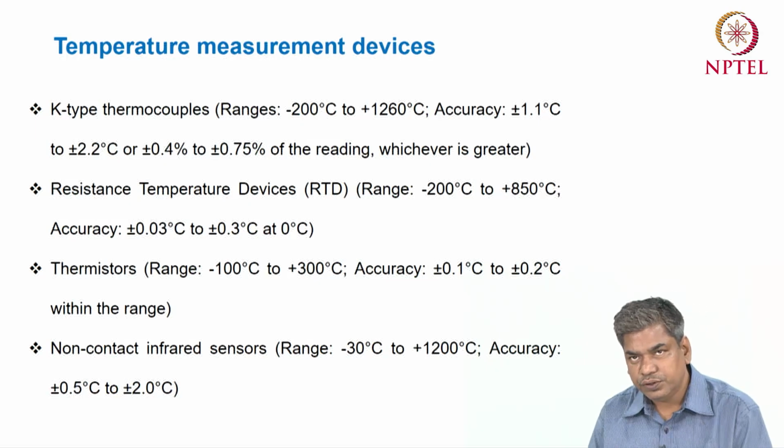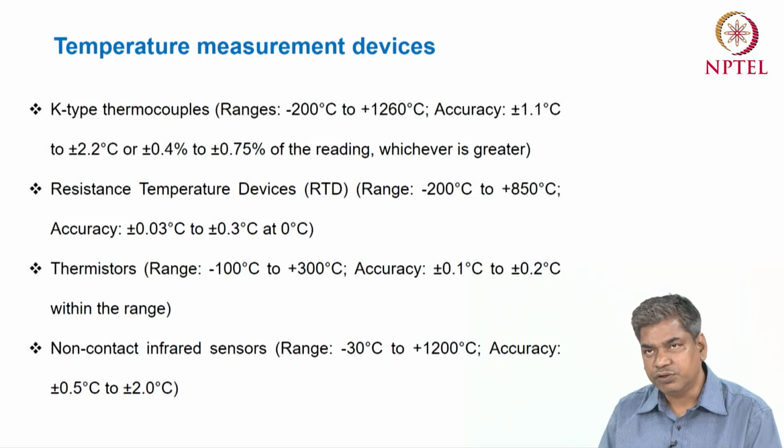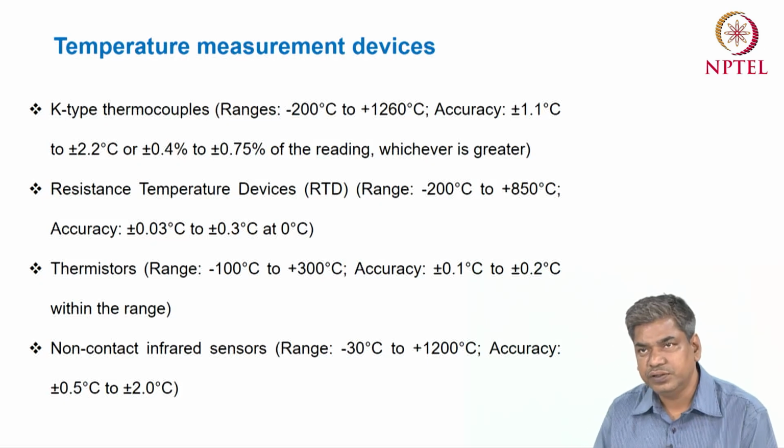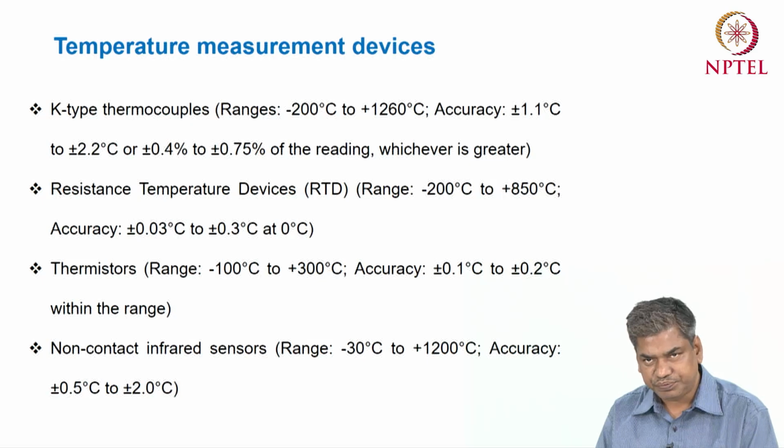Also, in case of thermistor the temperature range will be much lower as compared to the RTD, but the accuracy of the thermistor will be higher as compared to the RTD. For this case we can use a range of -100 to +300 degrees centigrade, and accuracy is approximately 0.1 to 0.2 degrees centigrade in case of thermistor.